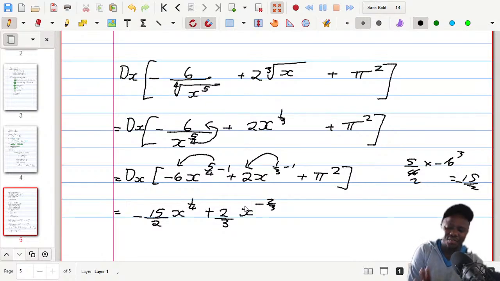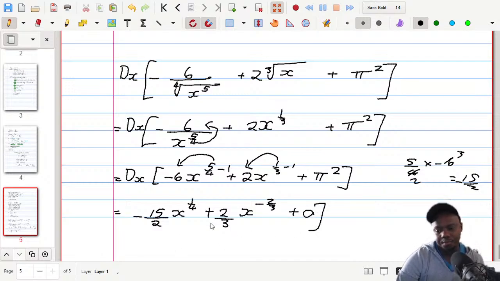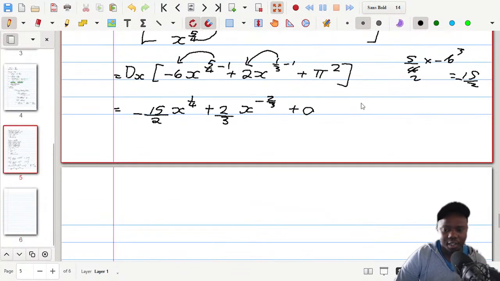Now the pi is very interesting because a lot of learners get confused when they see pi. They think, okay, what do I do with the pi? Well, remember pi is a constant, not a variable. So you cannot say we multiply exponent by coefficient and subtract 1. No, pi is a constant. The derivative of a constant is 0. There we are. Let's continue on the next page.